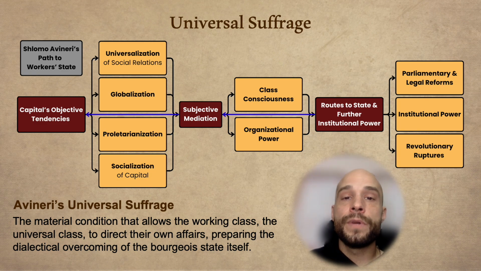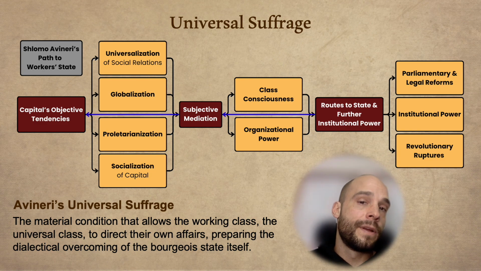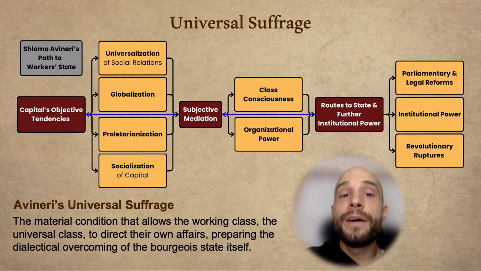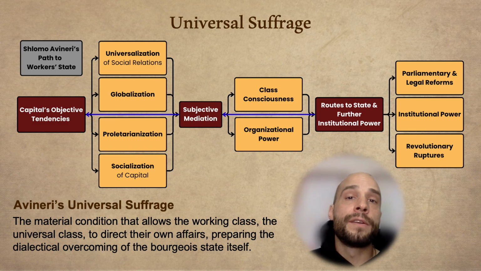And regarding Route 3, revolutionary ruptures, Avineri does not treat universal suffrage as meaningless even here. Before rupture, universal suffrage matters because it politicizes the masses, extends participation, and helps build organizational capacity and confidence. After rupture, universal suffrage matters because any workers' state must reconstitute legitimacy on a universal democratic basis rather than vanguard rule.